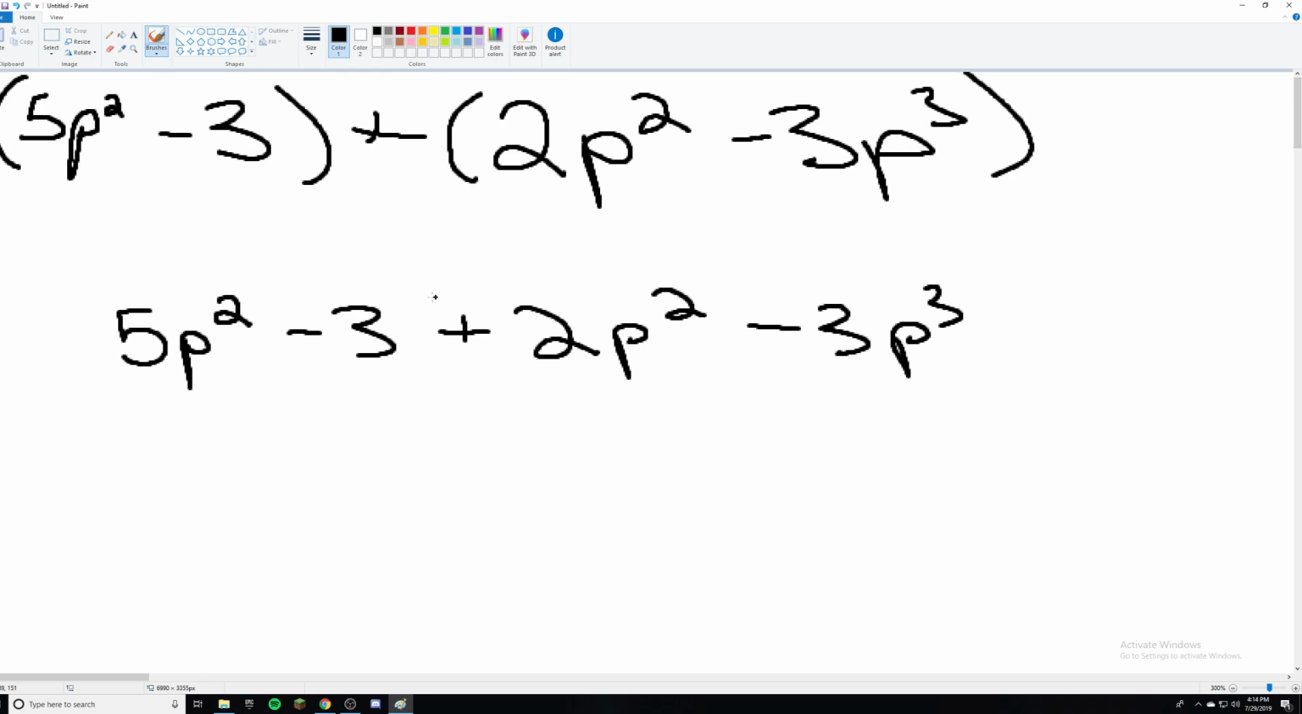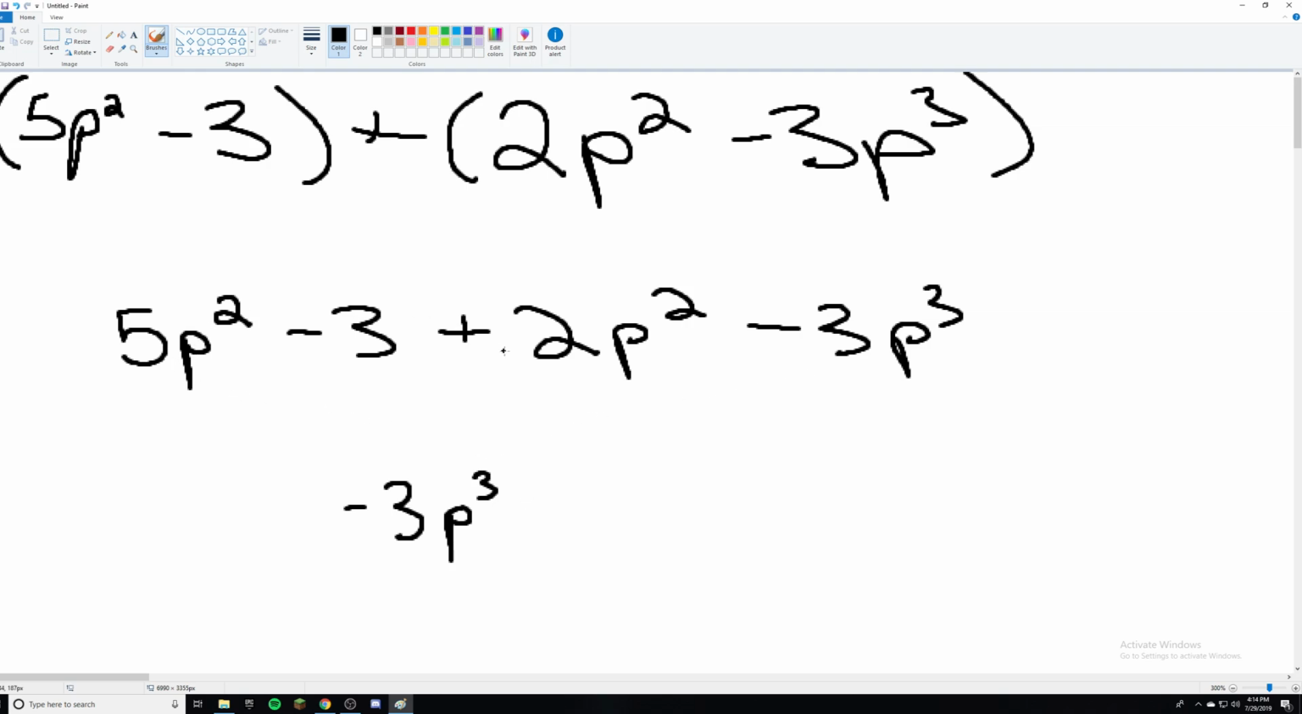5p squared and 2p squared are like terms because the coefficients are both connected to the variable that is squared. And this negative 3 does not have any variable, so it doesn't have a like term, and neither does negative 3p cubed. And you usually want to put the exponents at the highest power first. So this negative 3p cubed does not change.